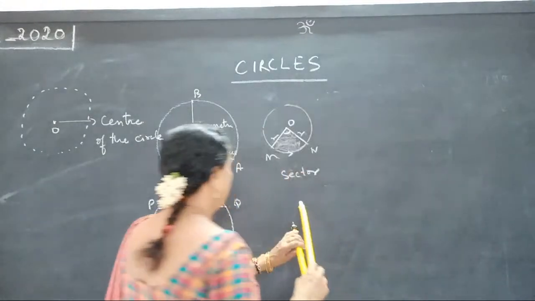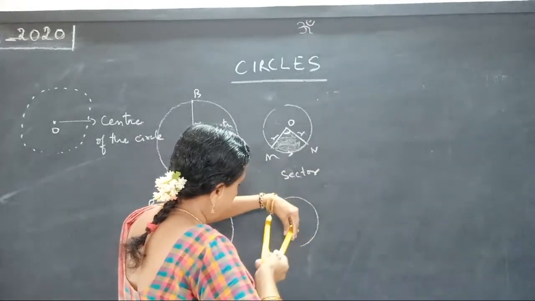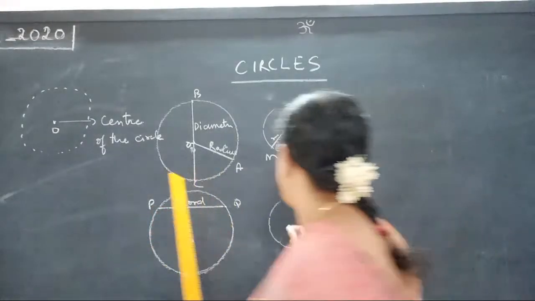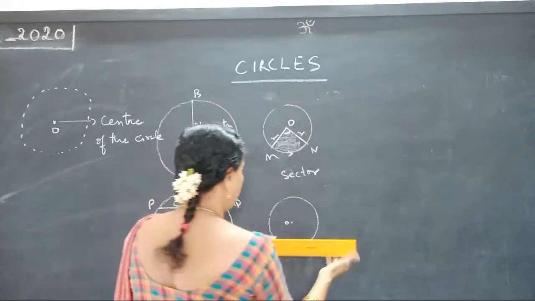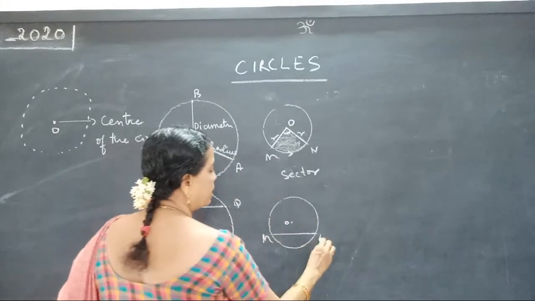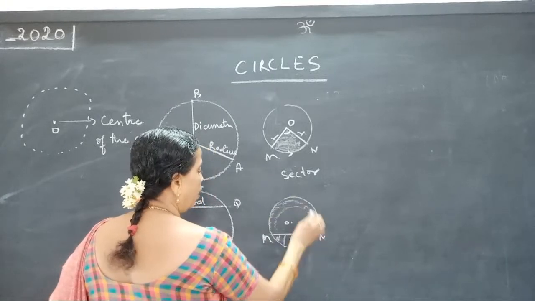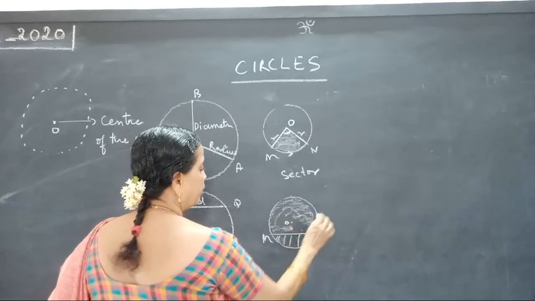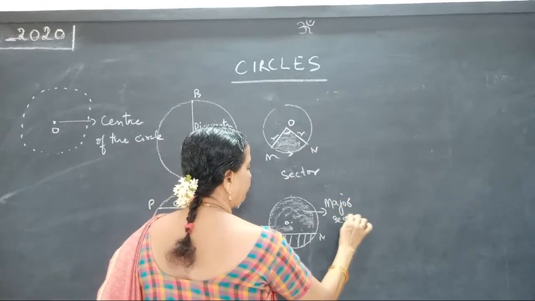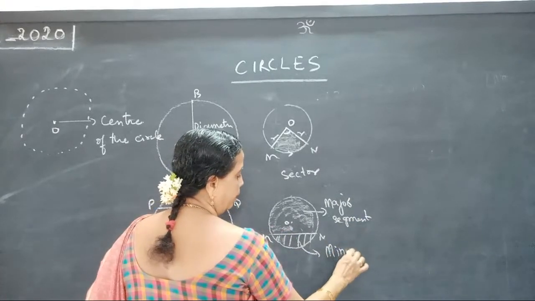Again, I consider one more circle of any radius. Here I am joining 2 points on the circumference of a circle like this. You will get a chord. Here, MN is a chord which divides the circle into 2 parts. Each part is called a segment. This is the major segment, and this is the minor segment.